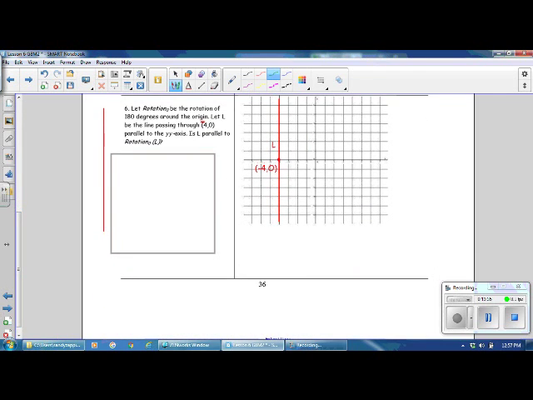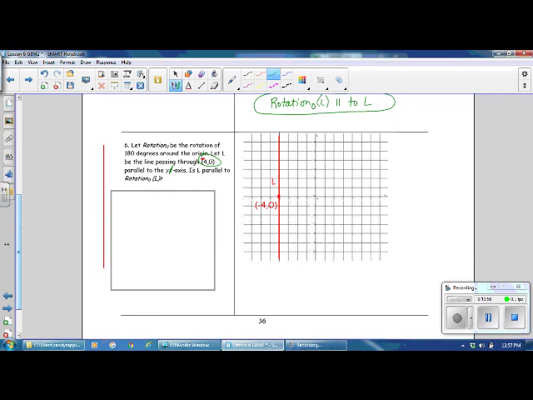Number 6. Let rotation O be the rotation of 180 degrees around the origin. Let L be the line passing through -4, 0. Notice that this is a typo. It should say -4, and it's parallel to the y-axis, and that should only have one y. Is L parallel to the rotation around the origin of L?